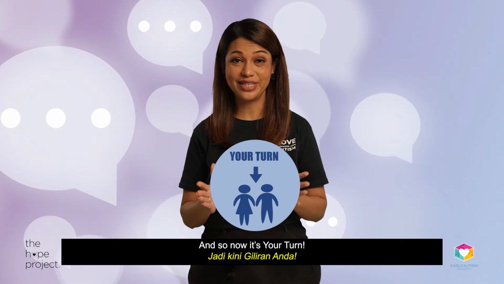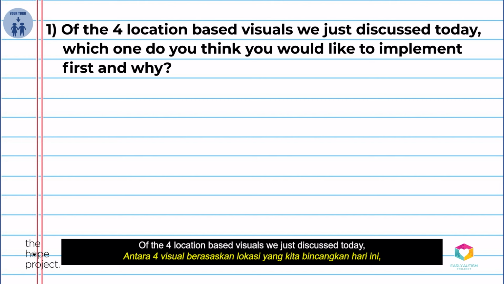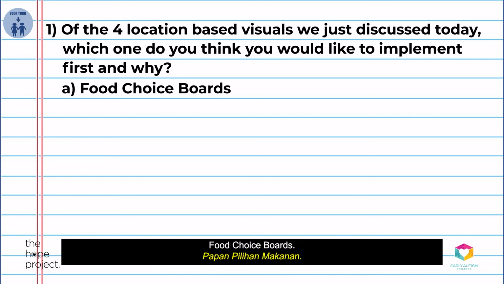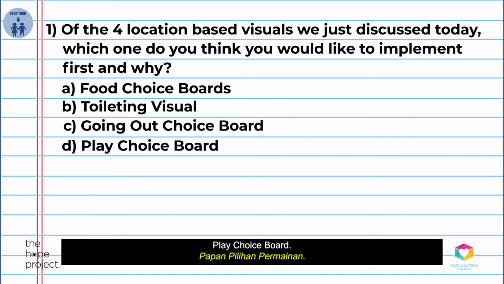And so now it's your turn. Of the 4 location-based visuals we just discussed today, which one do you think you would like to implement first and why? We would certainly recommend to start with the one that is most important to your family, but also considering one that is most motivating for your child. Is it going to be the food choice board, toileting visual, going out choice board, or the play choice board?